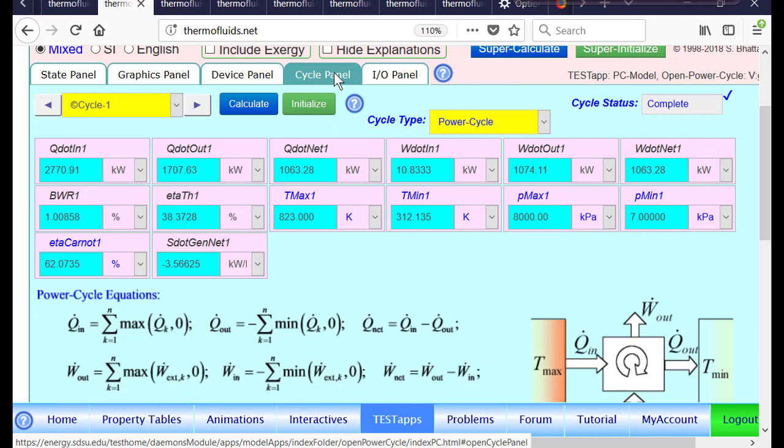come back, look, the efficiency has decreased. So it's very easy to do a parametric study, for instance, to find the optimal bleeding pressure that will produce the highest thermal efficiency.